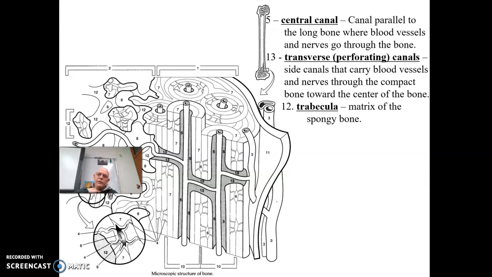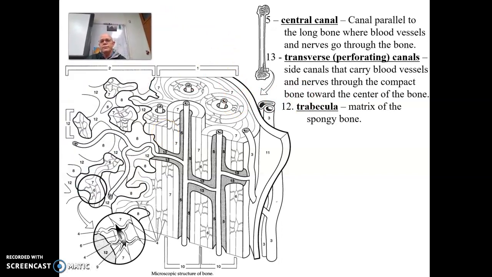The good news, bad news: we are done. The bad news is we have a quiz tomorrow. It will be kind of like the long bone quiz. It will involve labeling this drawing. But it will also involve knowing some of the definitions and have some fill-in-the-blank type questions, very similar to the long bone quiz. So please come back tomorrow and be here for that.